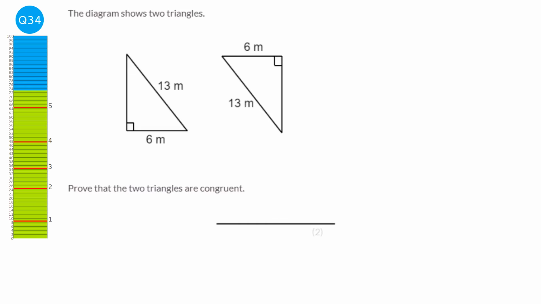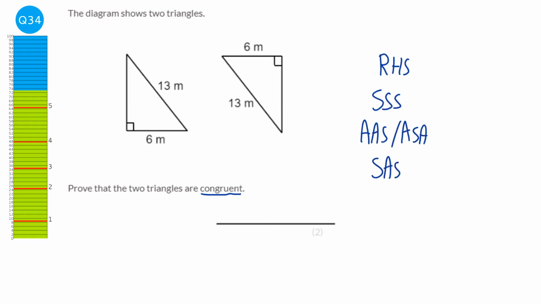When working out if two triangles are congruent, which means they're the same, you can either have RHS, which is a right angle hypotenuse side. You can have 3 sides that are the same. You can have 2 angles then a side, or an angle then a side then an angle, or you can have a side then an angle then a side.